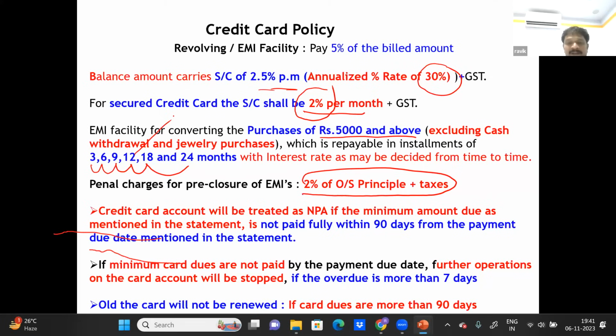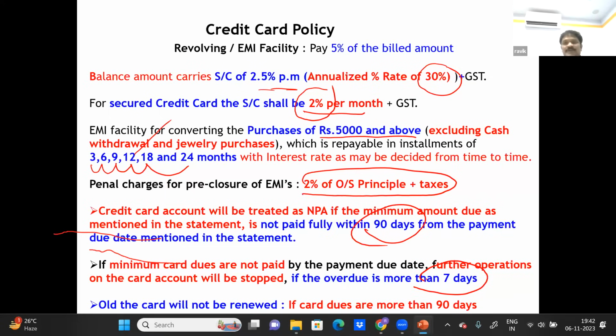Okay. Then credit cards will be treated as NPA just like your normal NPA after 90 days. If anybody has not fully paid for 90 days, it will become an NPA credit card also. If the minimum card dues, the minimum revolving facility payment, are not paid, further operation on the card will be stopped if the overdue is more than 7 days.